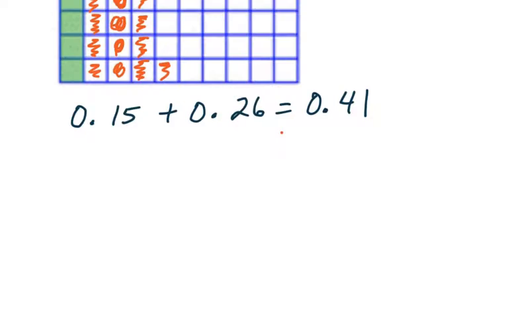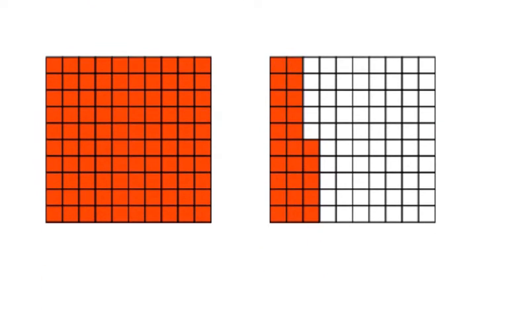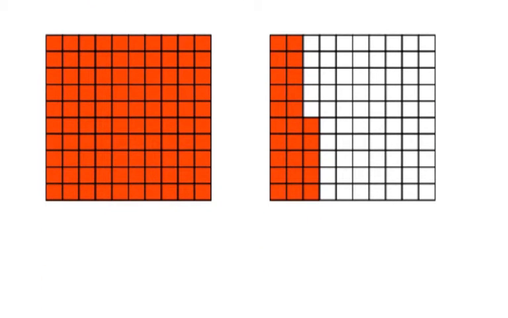So let's look at one more example. Here we have the model of one whole and 25 hundredths. Let's say that I wanted to add another 38 hundredths to that.